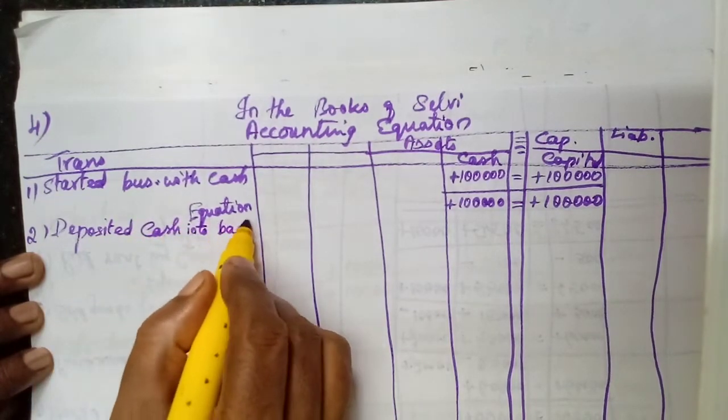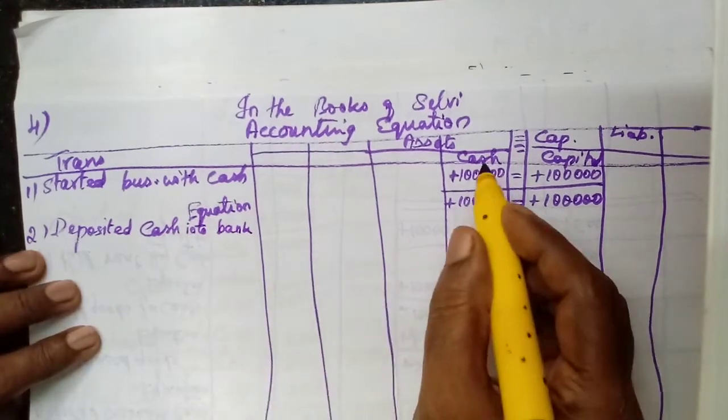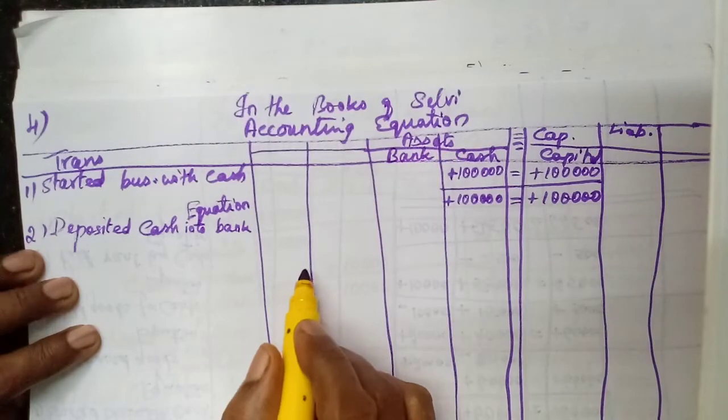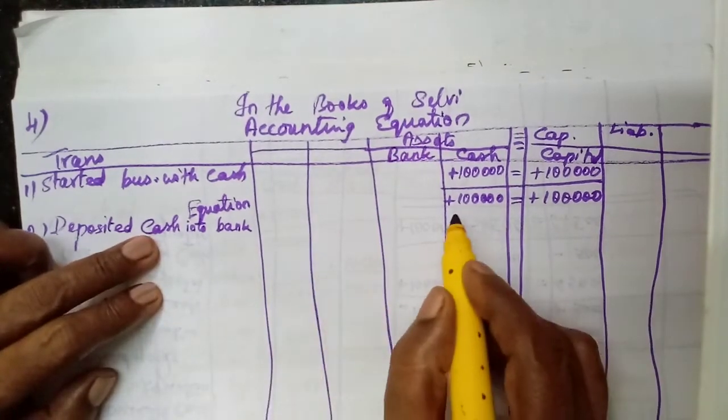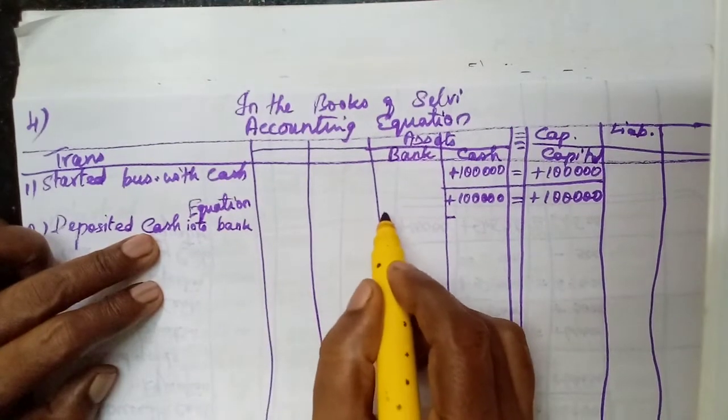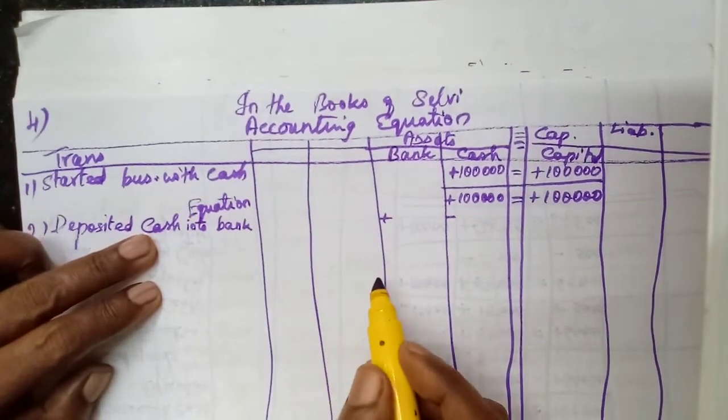Into bank. It affects two accounts, cash and bank. Cash is already available, so we should write bank. Deposited cash means it will reduce the cash, and we are paying into the bank, so it will increase the bank. Now you write the amount.